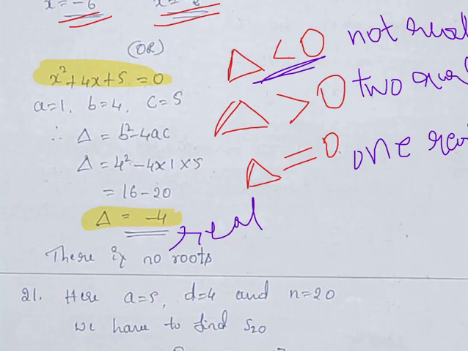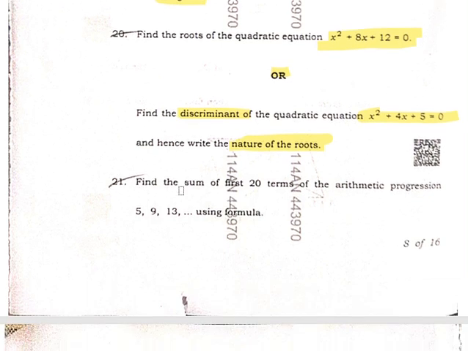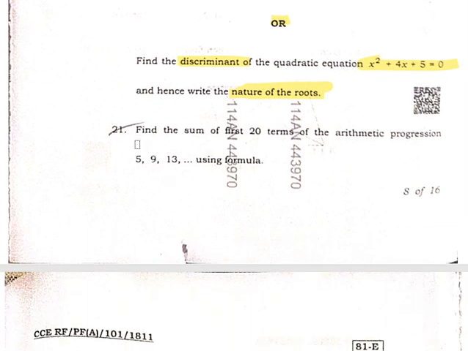Okay, so next, question number 21. It is also a very simple and direct one. Find the sum of the first 20 terms of the arithmetic progression 5, 9, 13 using the formula. If you know this formula, it is very simple. Sn is equals to n by 2 into 2a plus n minus 1 into d. That is the sum of the nth term formula, that means the sum of 20 terms. They have given the arithmetic progression, and you have to find out the sum of the first 20 terms.